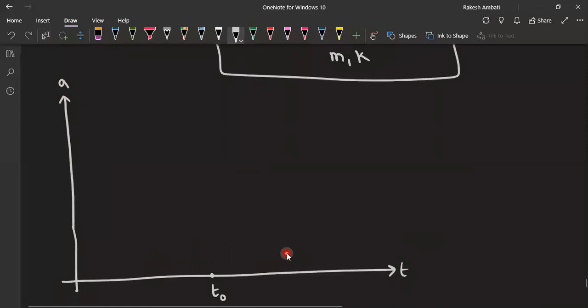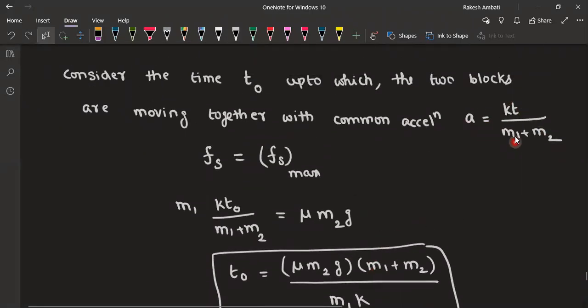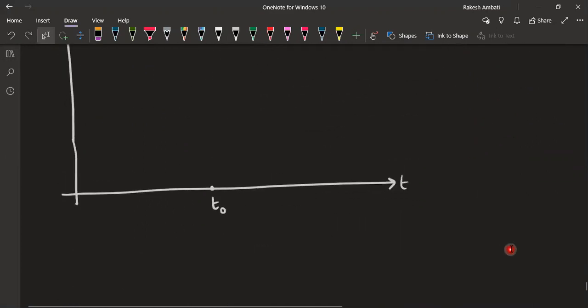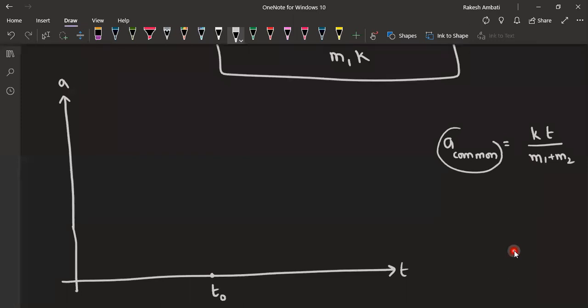So what is the nature of the graph? Straight line or curve? Straight line. How do you come to know it is a straight line? Common acceleration equals kt upon m1 plus m2. Acceleration we take on the y-axis and time on the x-axis. Therefore it is in the form of y equal to mx. So what is the slope? The slope value is k upon m1 plus m2.